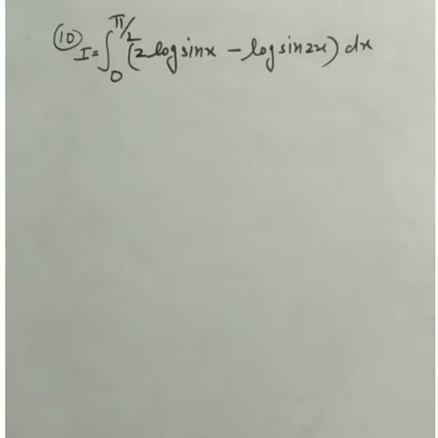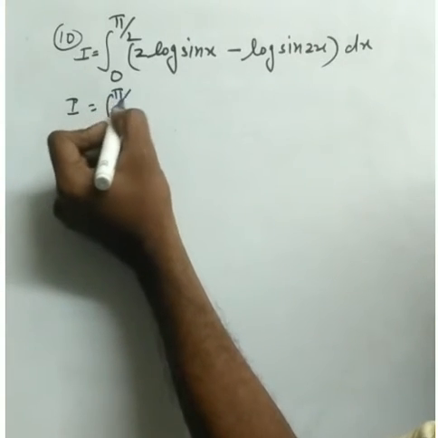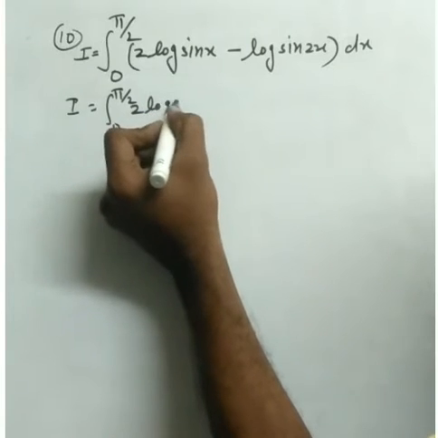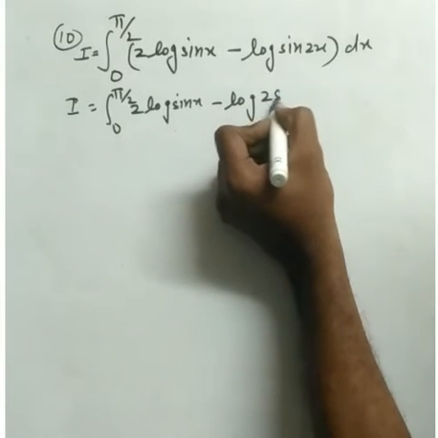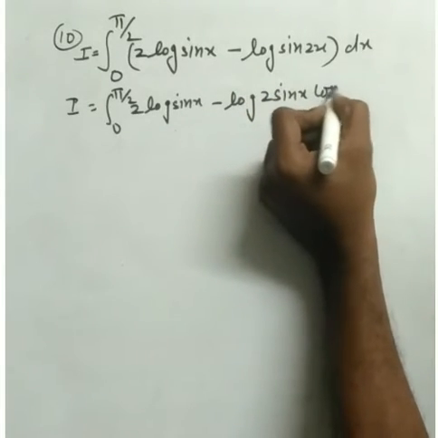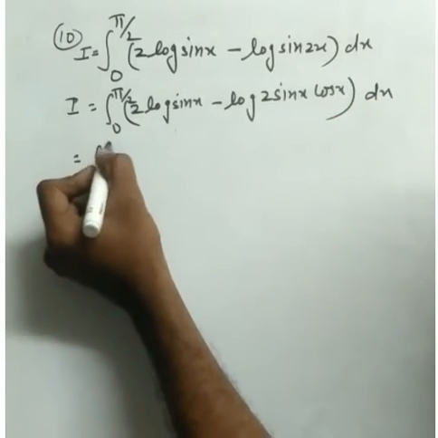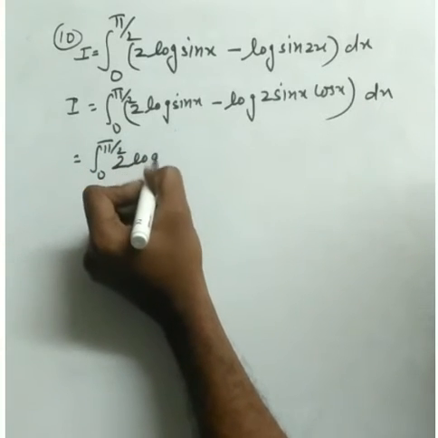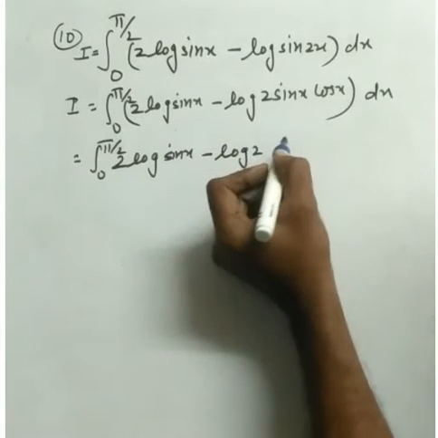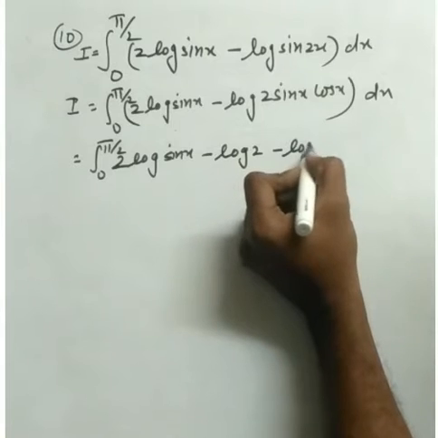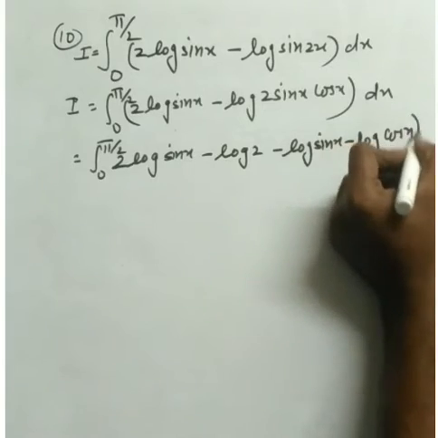Here we have to integrate this function. I equal to integral from 0 to pi by 2 of log of sin x, log of sin 2x. Sin 2x is 2 sin x cos x, and dx. This is integral from 0 to pi by 2 of log sin x minus log of 2 minus log of sin x minus log of cos x, and dx.